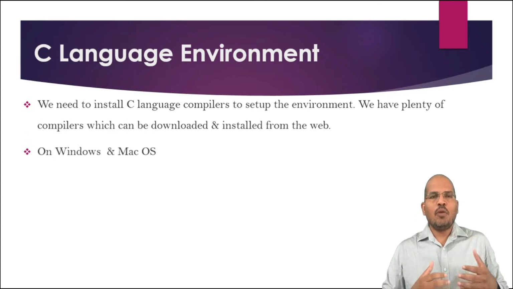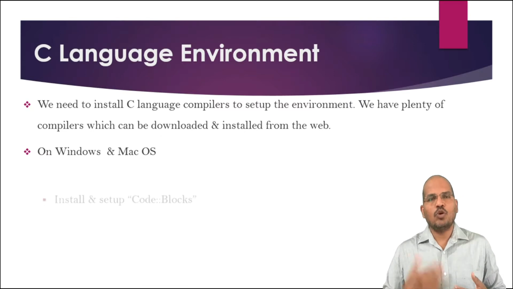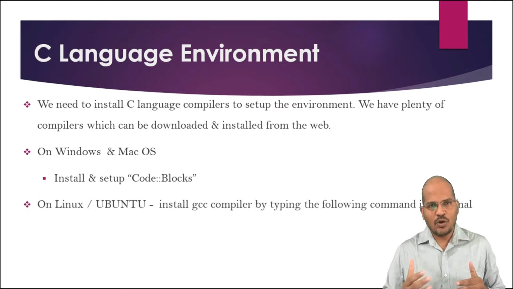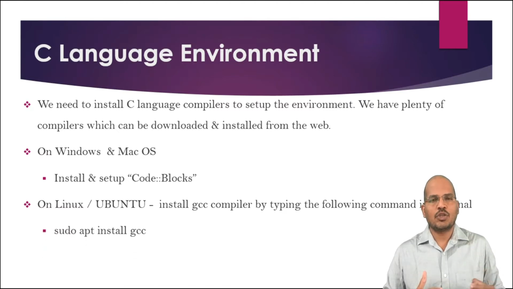For Windows, people normally speak about Turbo C compilers, Turbo C++, Dev C++, Code::Blocks. We have them in plenty. But for Windows and Mac, I prefer the Code::Blocks compiler. Yes, and for Ubuntu and Linux, you have the GCC compiler installed by default. If it is not installed, you can run a particular command in the terminal by typing sudo apt install gcc. So it installs the GCC package.